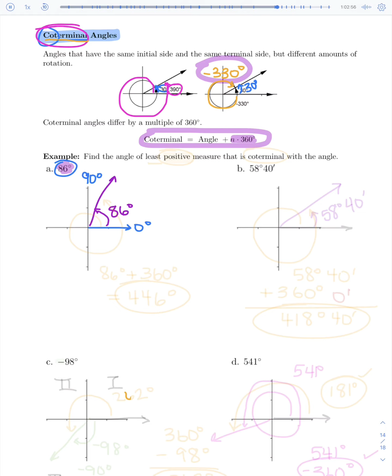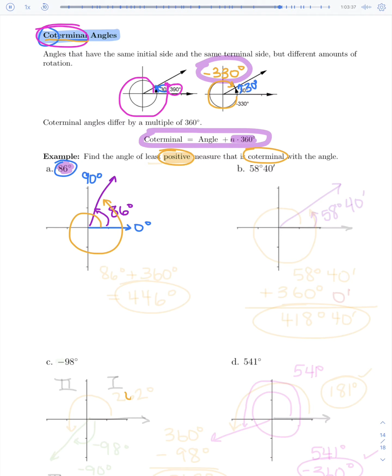Now, what they want us to do, though, is come up with a least positive measure that is coterminal with the given angle. And the key here, that a lot of people miss, is they want a positive angle. Okay, well, the only way to get a positive angle is to continue going counterclockwise. So the only way to get something that's going to end at the same spot but still be positive, because that's what coterminal means, is to basically go to my 86 and then keep on going around my circle and come back.